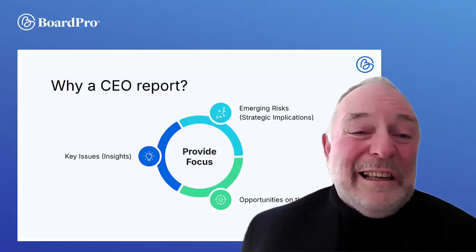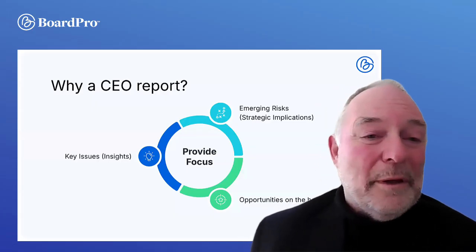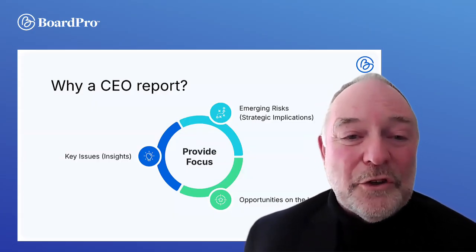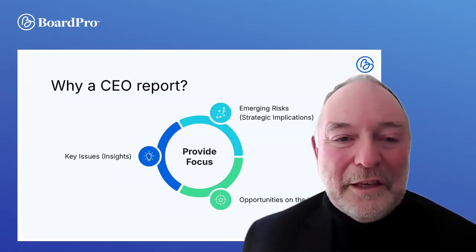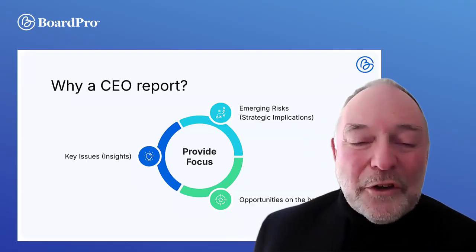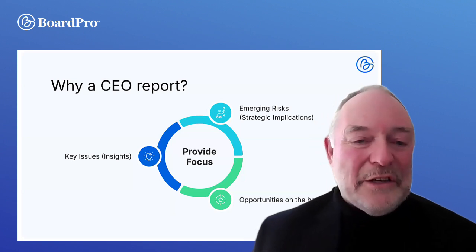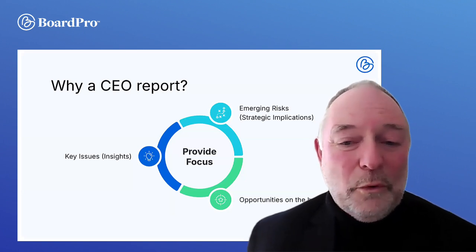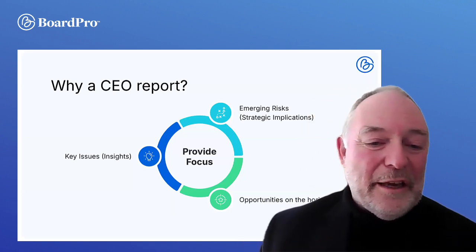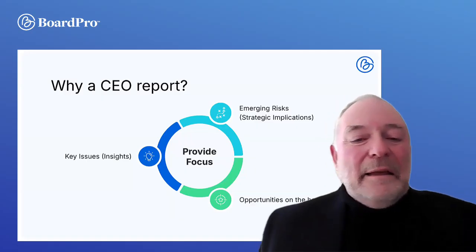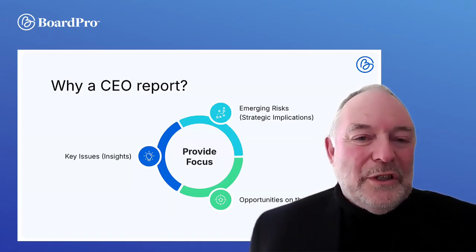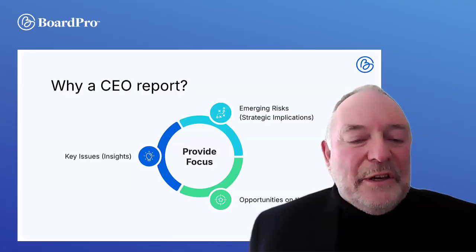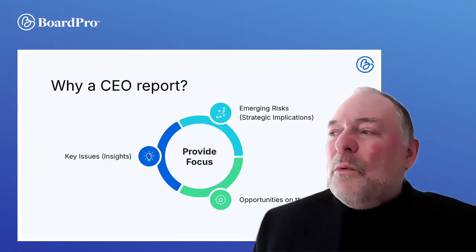Well, quite honestly, a good CEO's report has one job, and that job is to help focus the directors on the most important things. And to help focus, there are three distinct areas that we find a good CEO's report will cover. The first area is any key issues or insights that are coming up to us. What are the key areas that we need to be looking at? And what are the insights?